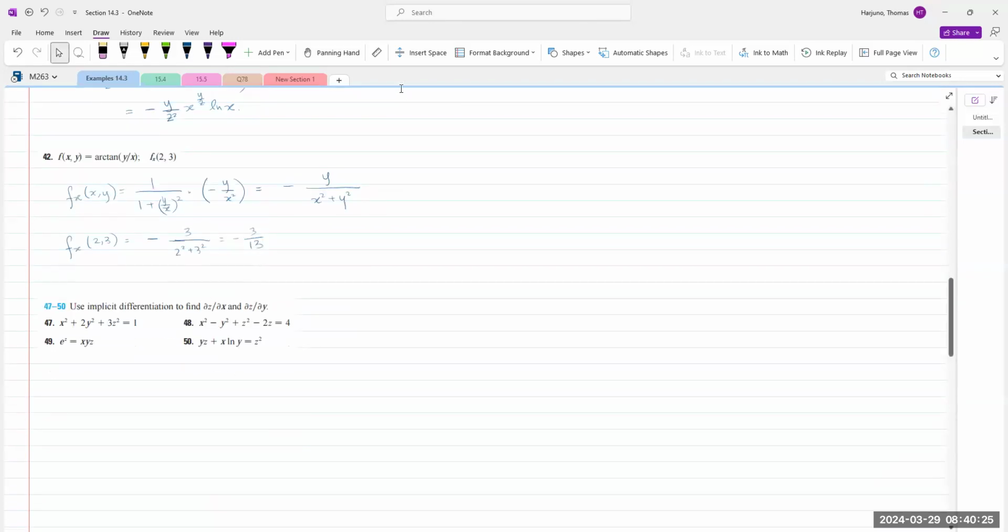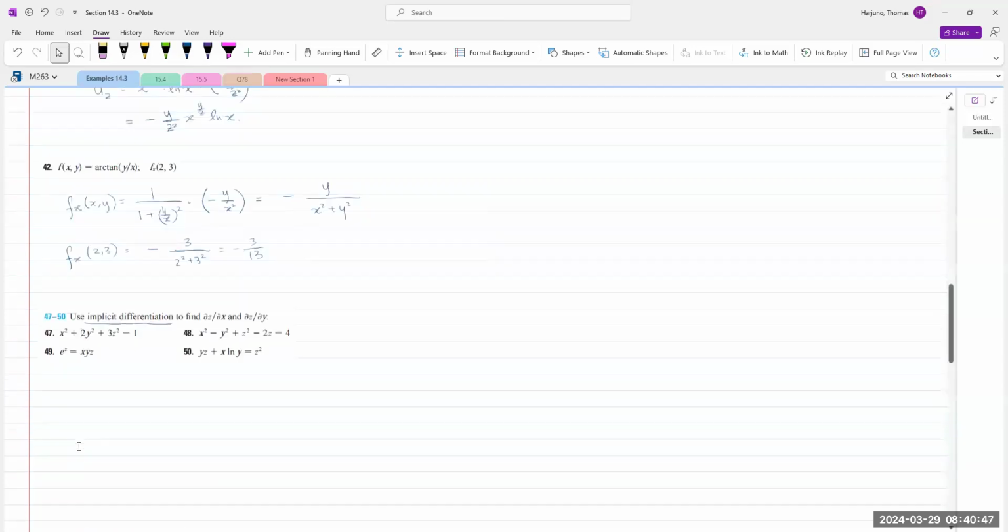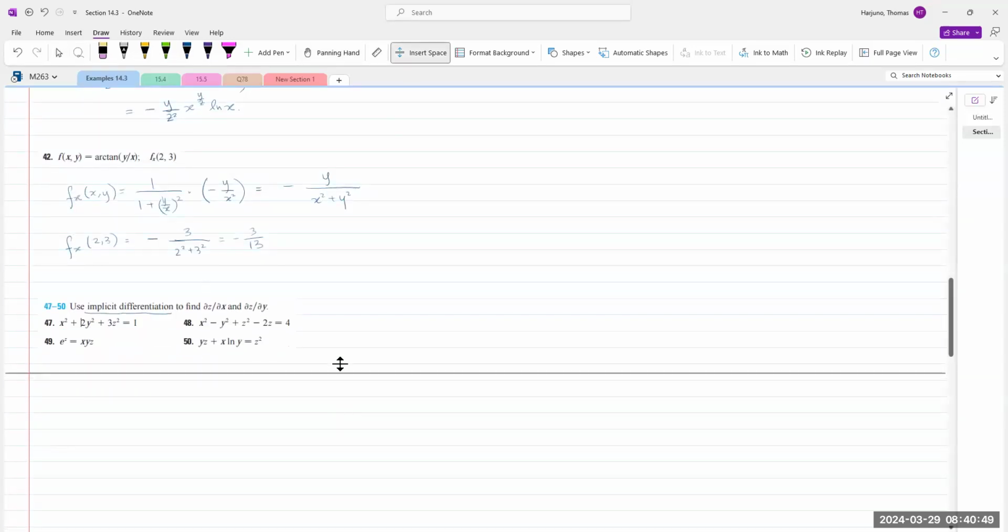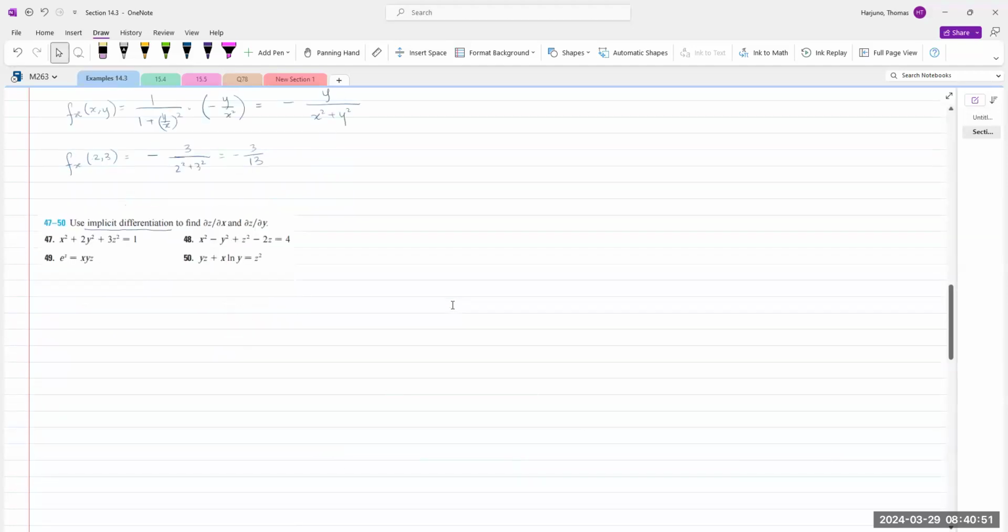Now, number 47 to 50, use implicit differentiation to find this. It's very nice of them to tell us to use implicit differentiation. Now, implicit differentiation here actually refers to two parts. Either you do regular implicit differentiation or you do the implicit differentiation theorem. Okay, now what I think I will do is I will do both of them. Okay, let's do the easy part first, number 48. Number 48, regular way.